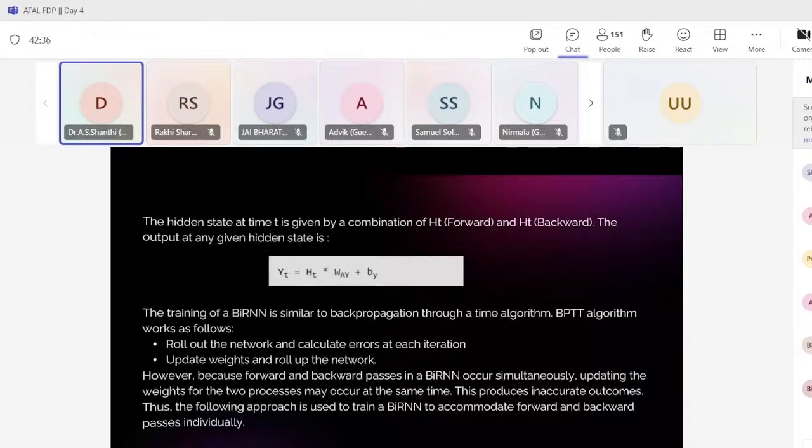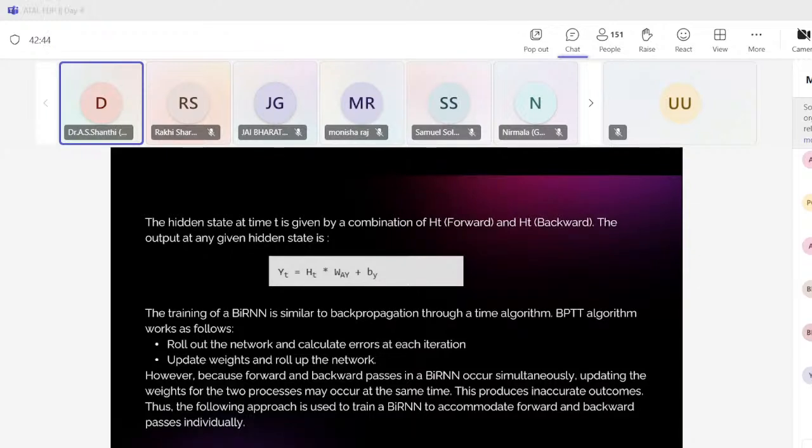So the hidden state at time t is given by a combination of ht, ht backward, and ht forward. The output at any given state is calculated as yt equals ht Why plus by. Here the training of BiRNN is similar to the backpropagation through time algorithm. It just rolls out the network, calculates errors at each iteration, and also updates the weights in the rolled-out network.